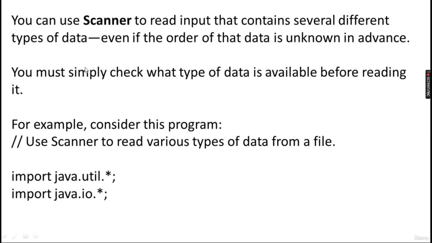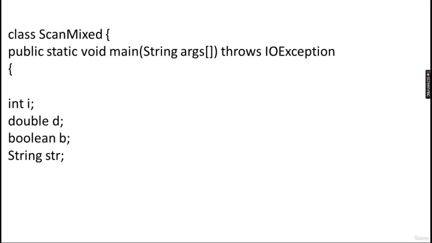Even if the order of data is not known, you only have to use the next methods. You must simply check what type of data is available before reading it. Now we will see more examples. Use Scanner to read various types of data from a file. Scanning of mixed type data.